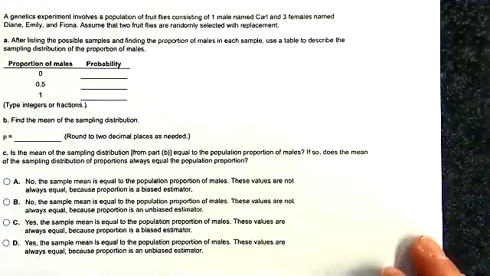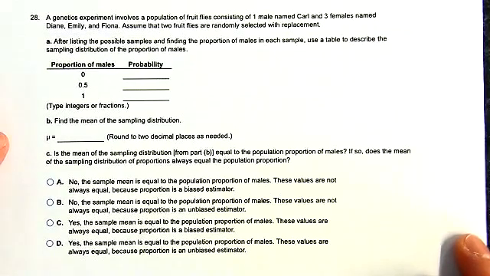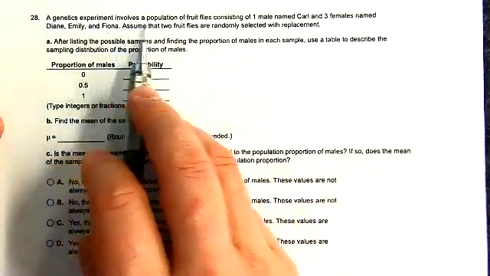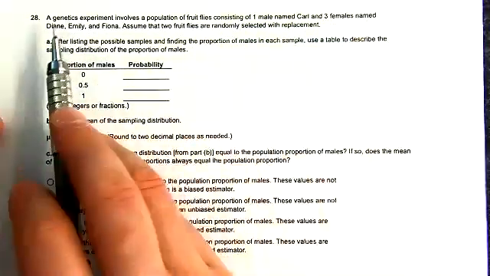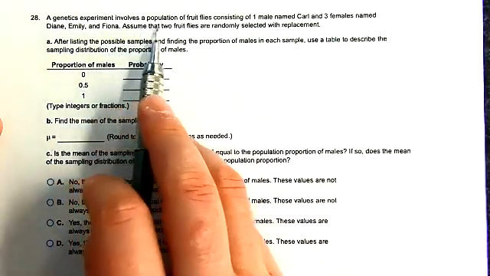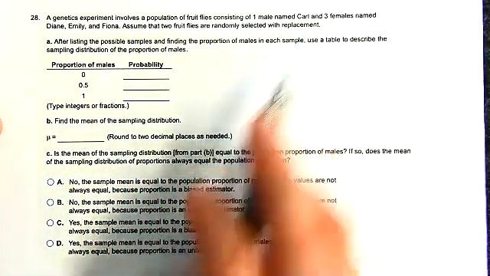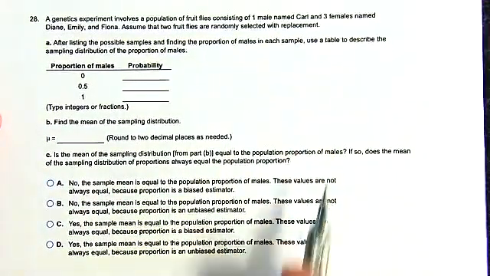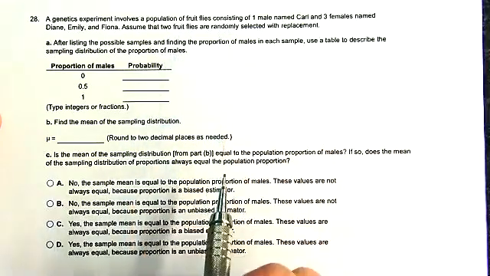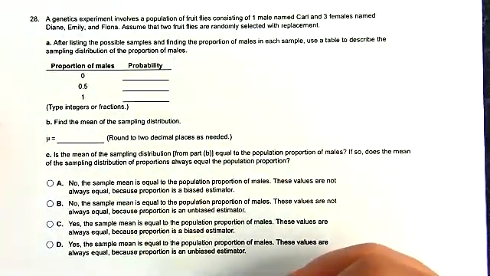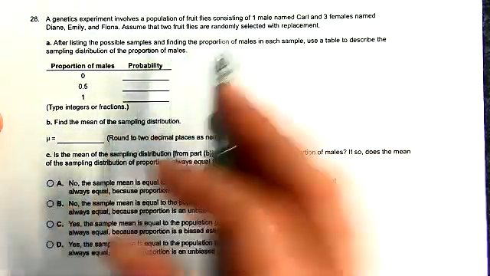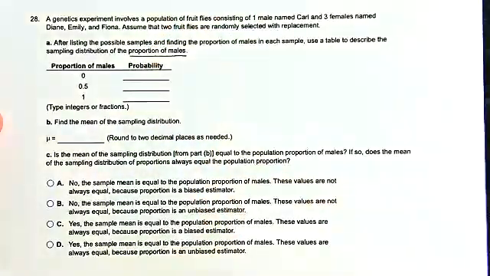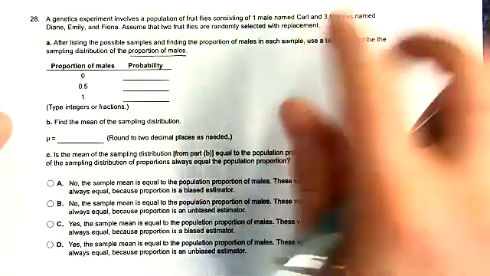Last table problem. We have another kind of gender one. So a genetics experiment involves a population of fruit flies containing one male named Carl and 3 females named Diane, Emily, and Fiona. Assume that 2 fruit flies are randomly selected with replacement. So we have 4 things here with replacement, so we're going to have another table we have to build. And this is going to ask about the proportion of males. So let's make a note that Carl here is the only male.